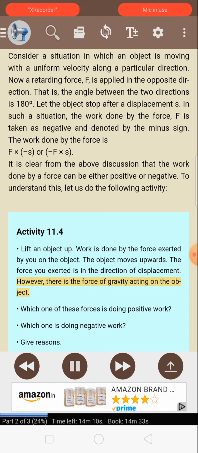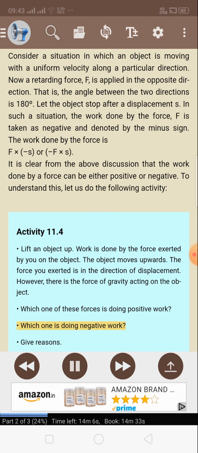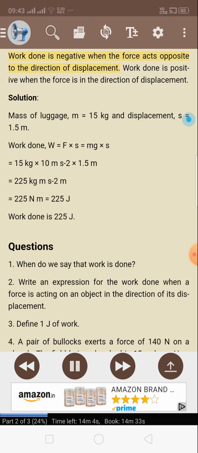However, there is the force of gravity acting on the object. Which one of these forces is doing positive work? Which one is doing negative work? Give reasons. Work done is negative when the force acts opposite to the direction of displacement. Work done is positive when the force is in the direction of displacement.